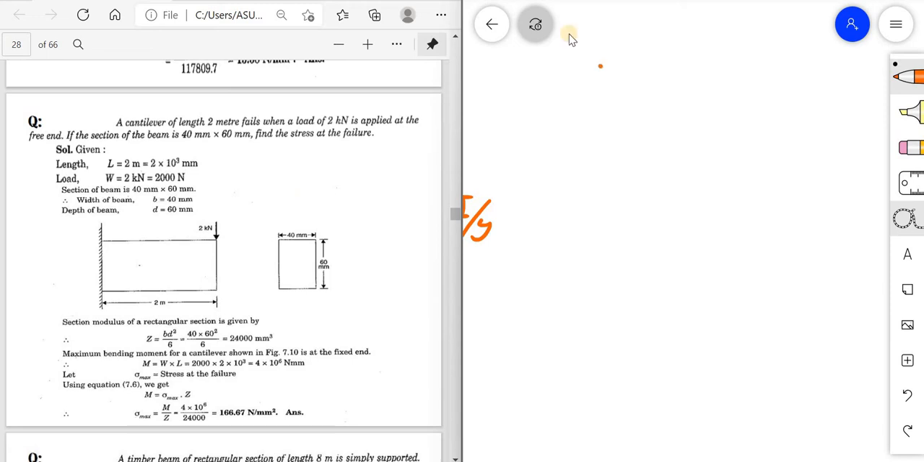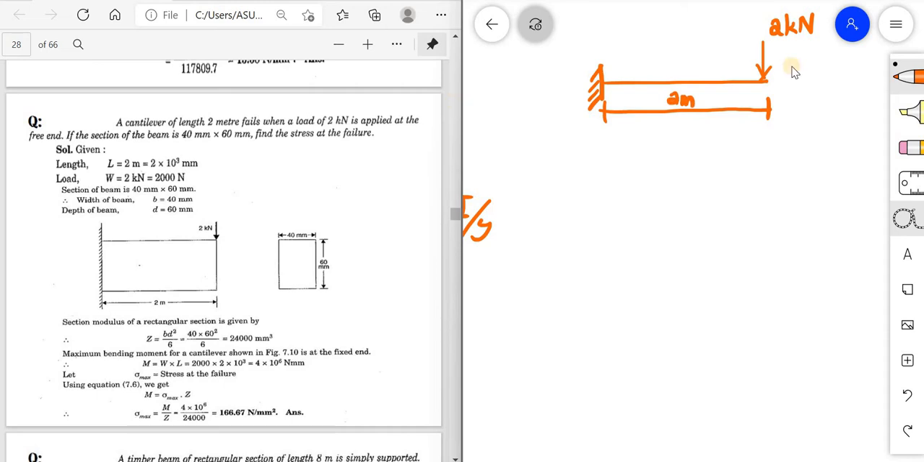So I am having a cantilever beam like this, and a 2 kilonewton load is applied at the free end. It is failing. That means when a 2 kilonewton load is applied, it is failing. And the length of the cantilever is 2 meters. And what other things are given?